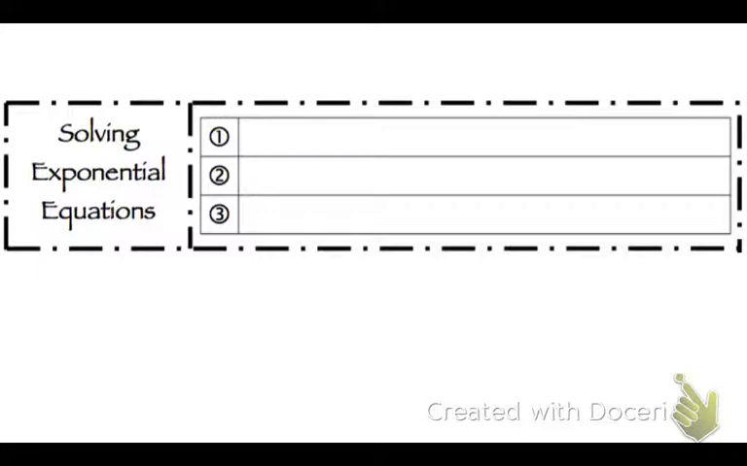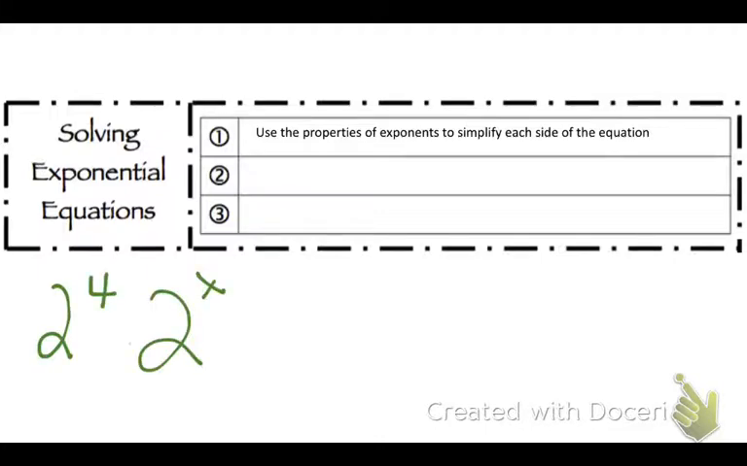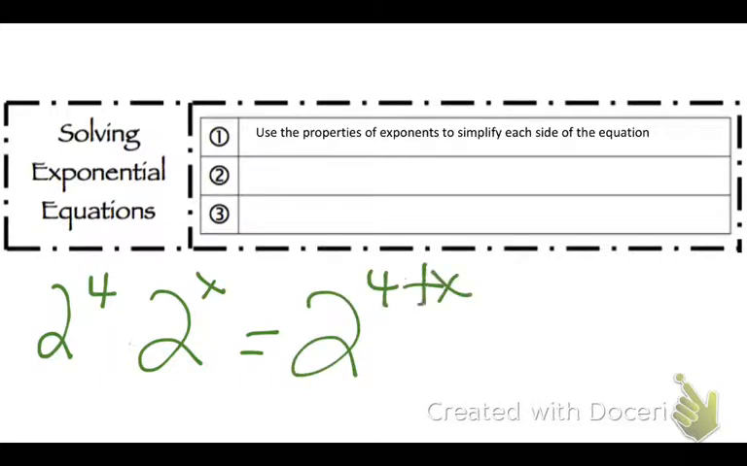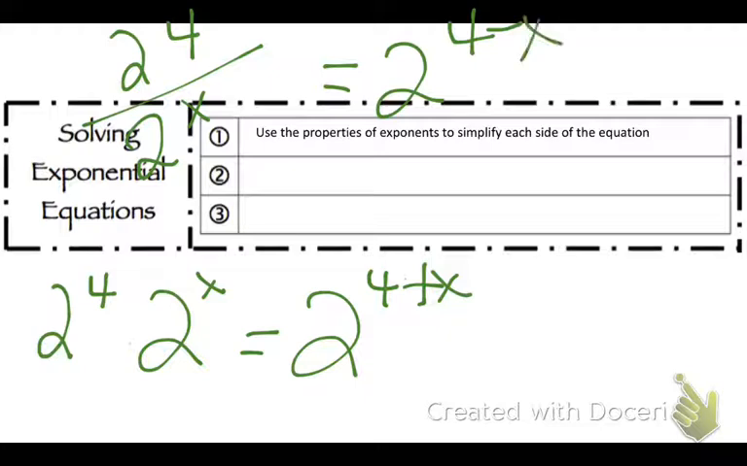Let's get to these last ones. So solving exponential equations, you're going to use the properties of exponents to simplify each side of the equation. Like the properties of exponents, if your bases are being multiplied, so say you have 2 to the 4 times 2 to the x, that's the same thing as 2 to the 4 plus x. If you had 2 to the 4 divided by 2 to the x, that's the same thing as 2 to the 4 minus x. Okay, that's what that's talking about. So multiplication goes with addition, and division goes with subtraction.